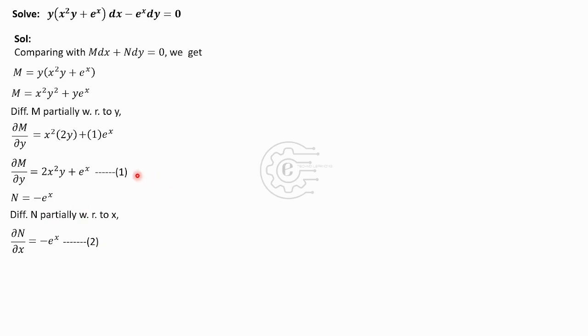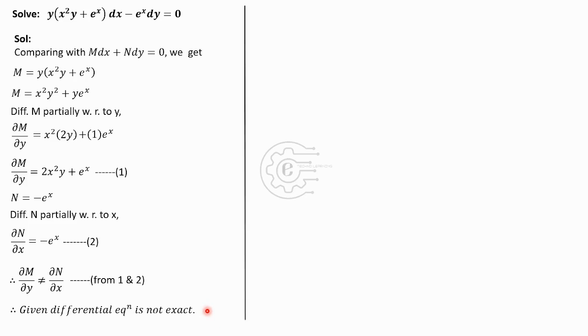Now equation 1 और 2 को compare करने के बाद we can say that ∂M/∂y is not equal to ∂N/∂x, and therefore given differential equation is not exact. And now इस equation को हमें exact बनाना होगा by multiplying it with some suitable integrating factor. Now इस integrating factor को decide करने के लिए there are 4 criterias.